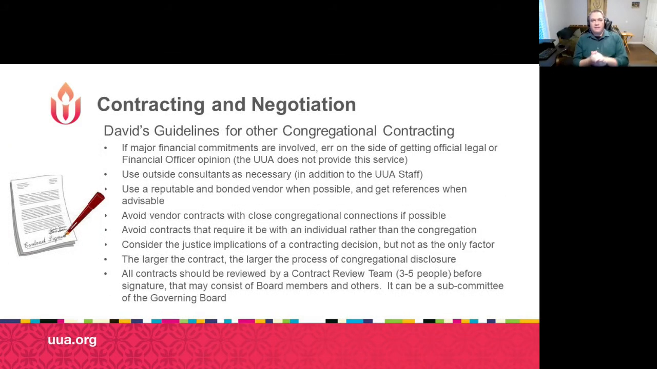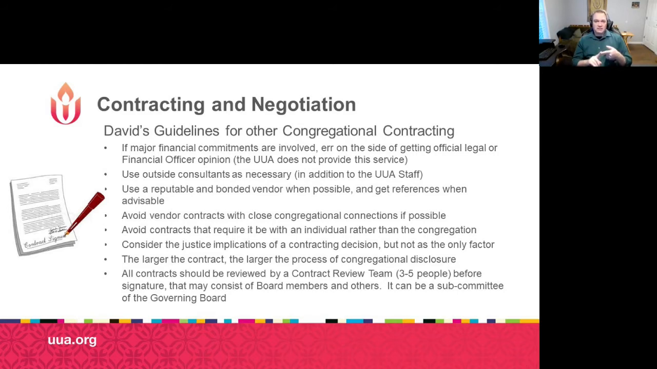So these are David's guidelines for congregational contracting. These are the things that I love to see congregations do. These are my good practices, from working with congregations around contracting and negotiation.